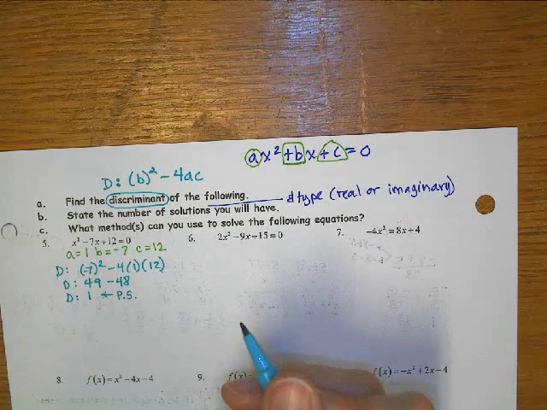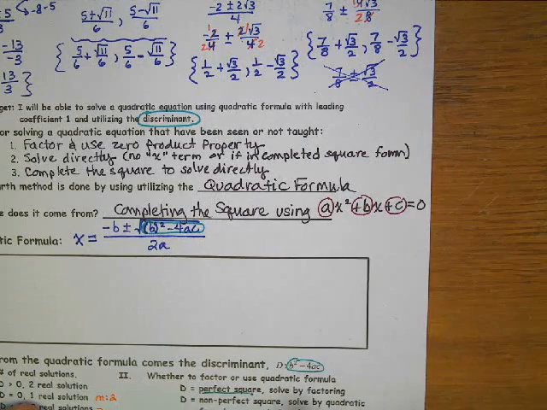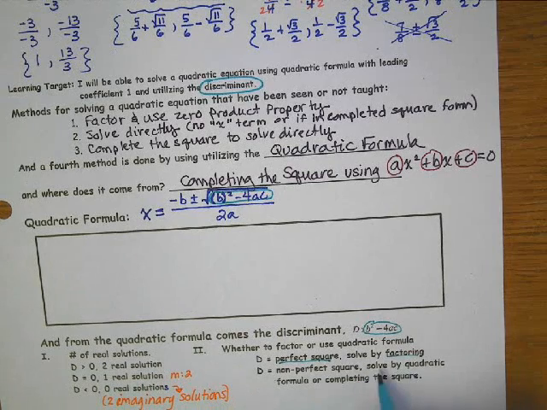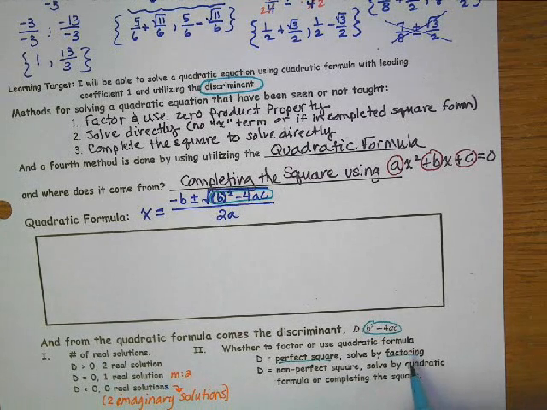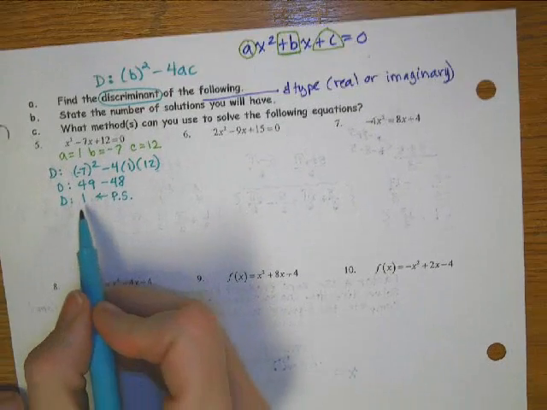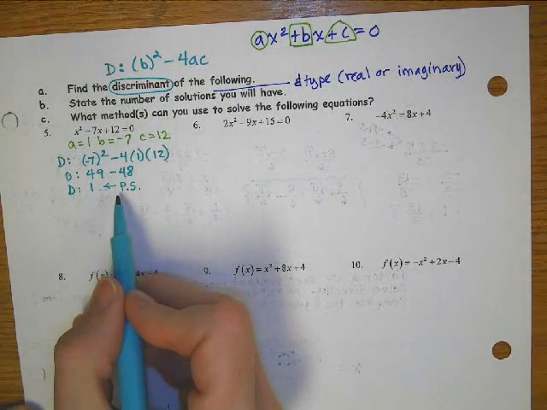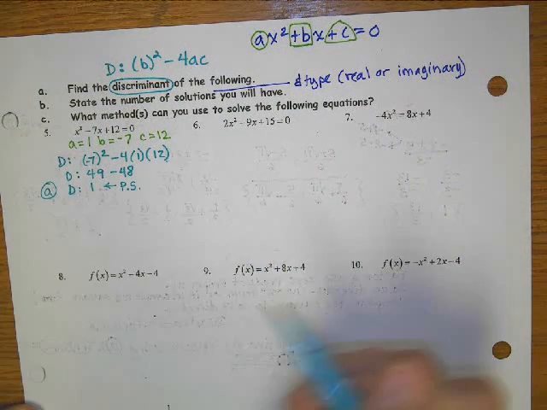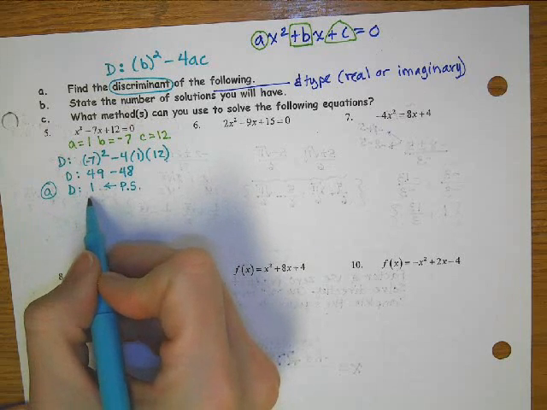So if it's a perfect square, that tells me, let's turn to the front. Remember, if it is a perfect square, that means it is solvable by factoring. Every quadratic is solvable using the quadratic formula. And technically you can complete the square for every quadratic. So for this one, because I got a discriminant that is a perfect square, that tells me this is part A. The value of my discriminant is 1.